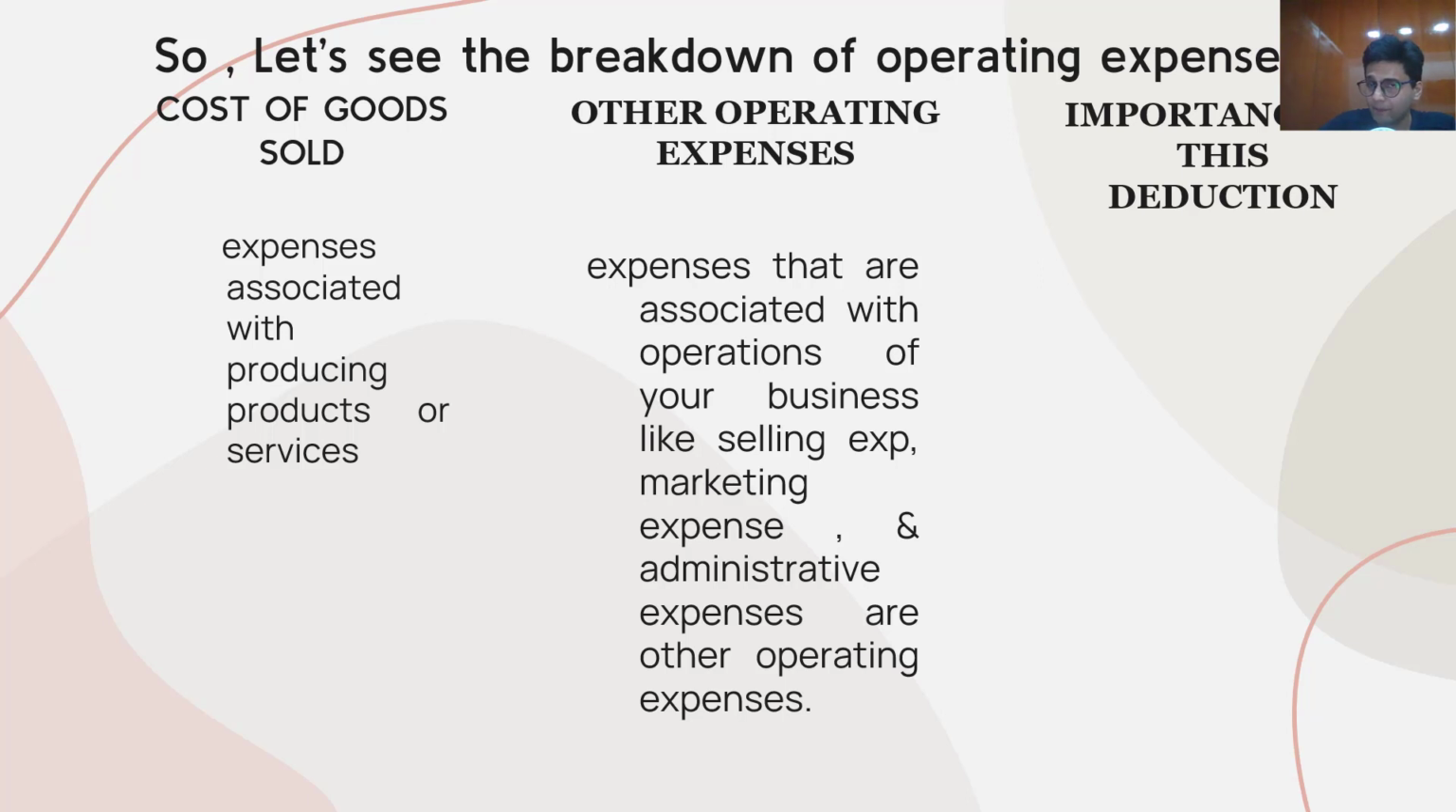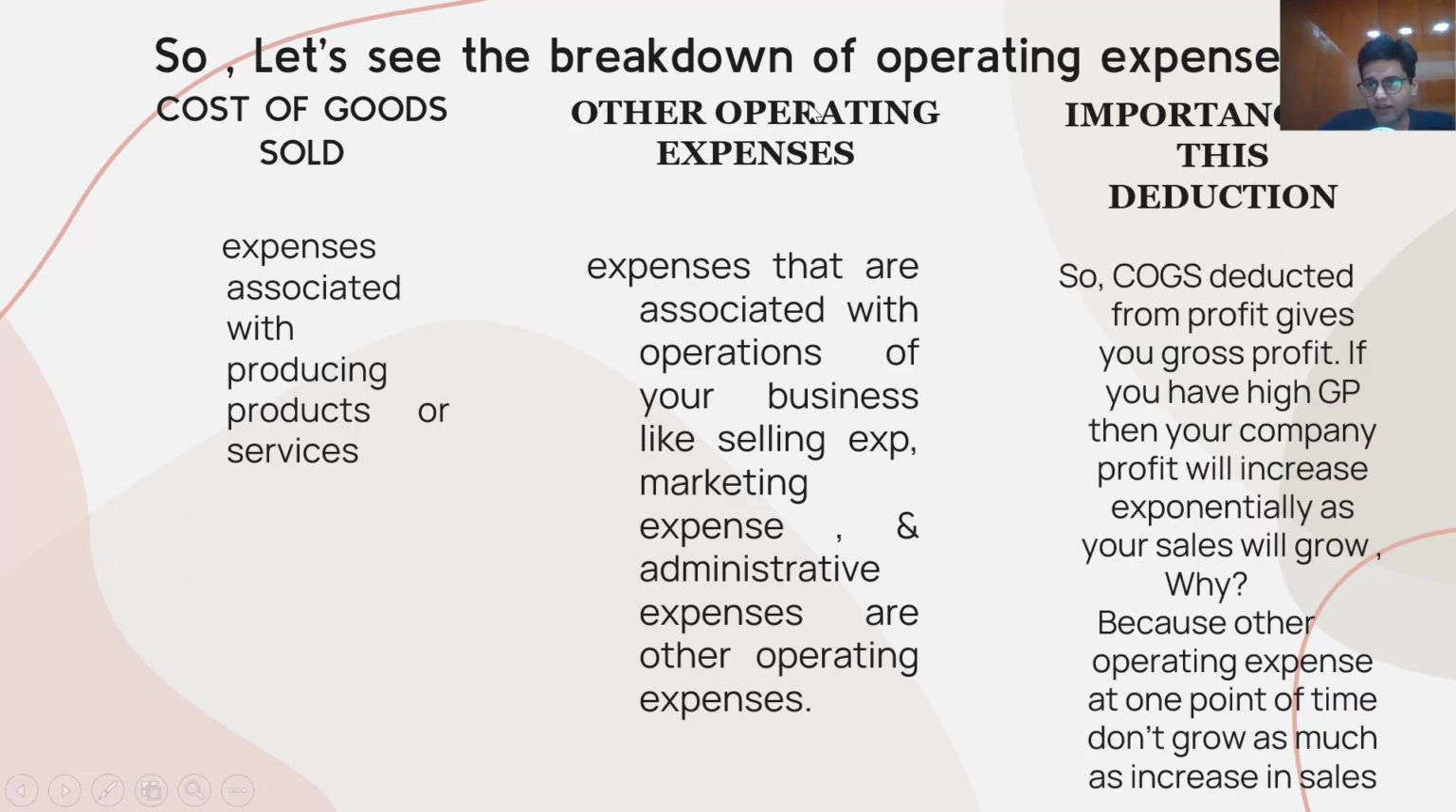And what is the importance of this reduction? Why are we reducing the cost of goods sold and getting gross profit margin? And after that, why are we reducing our operating expenses to get operating margin? Very simple. The cost of goods sold deducted from sales gives you gross profit. And if you have high GP, then your company profit will increase exponentially as your sales will grow.